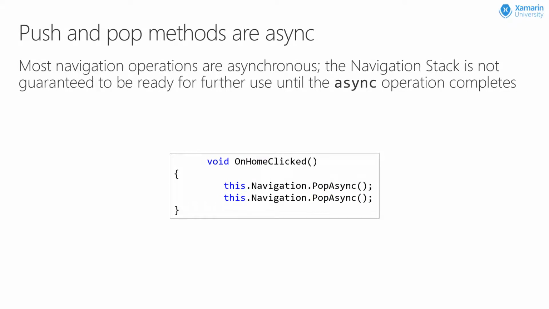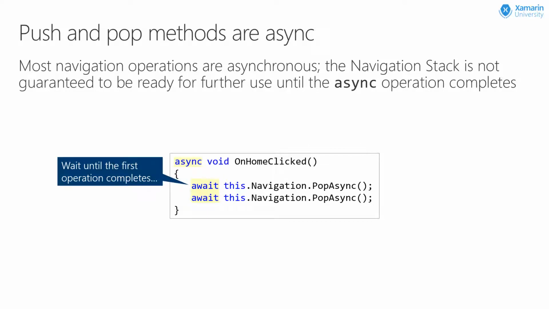Now, you may have noticed all of the push and pop methods include async in the name, and these are all task returning async methods and should be awaited when called. You should always await these calls and not attempt further navigation until the navigation operation is complete. So if, for example, you attempted to perform multiple navigation operations at the same time, you could corrupt the navigation stack, or pages may appear or disappear out of order. Really, you might not get the expected results.